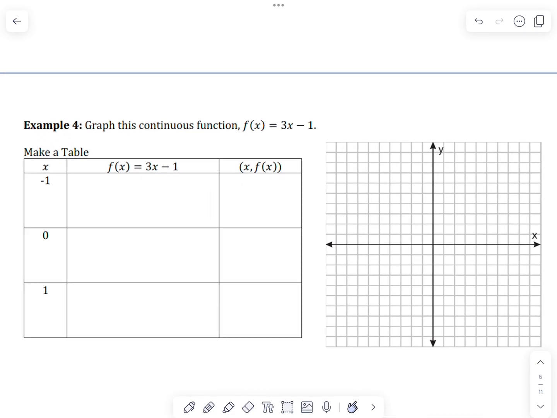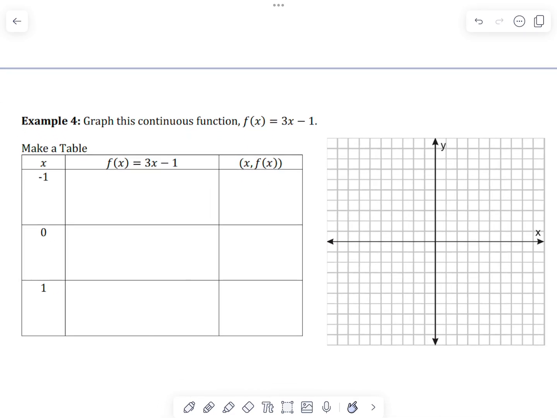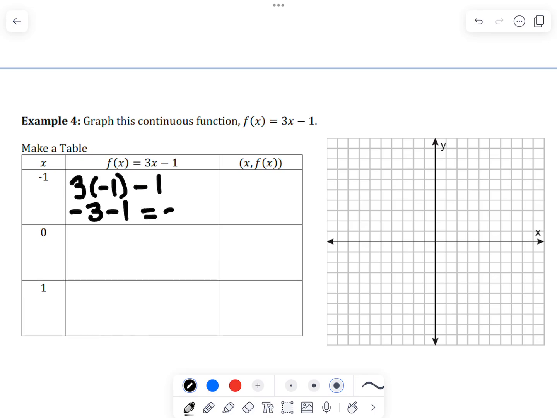Now we're going to go ahead and graph a continuous function. So f of x equals 3x minus 1. So we're going to go ahead and just evaluate the function for 3 different inputs. You can choose any numbers that you want, but we're going to just choose nice small numbers around the origin. So we're going to evaluate the function first for negative 1. So 3, replace that x with negative 1. Then we do orders of operation. 3 times negative 1 is negative 3. Minus 1 is negative 4.